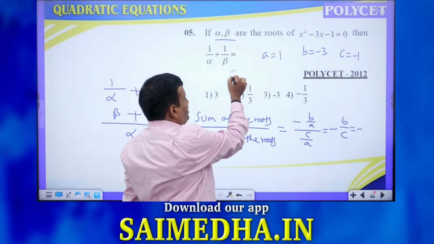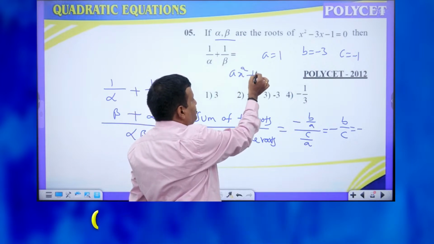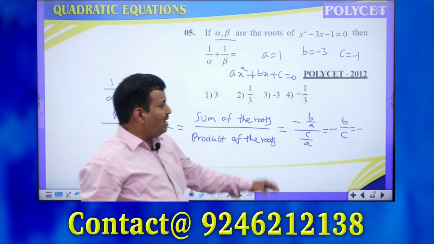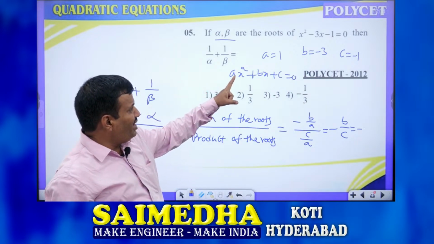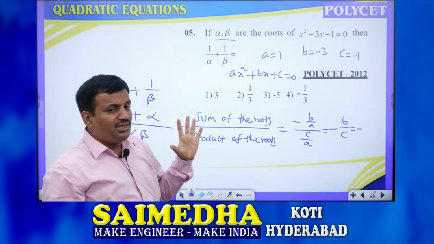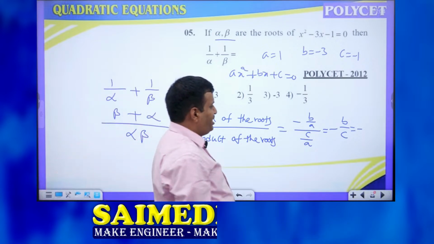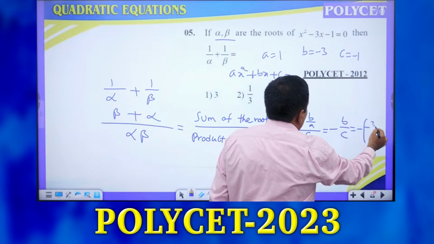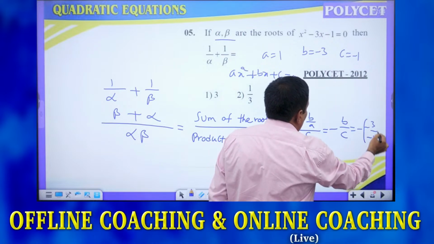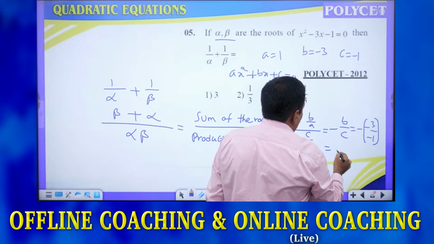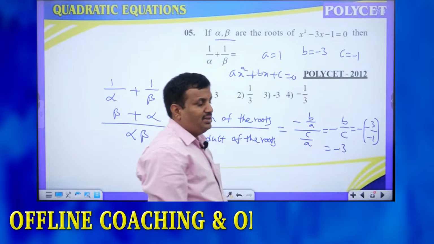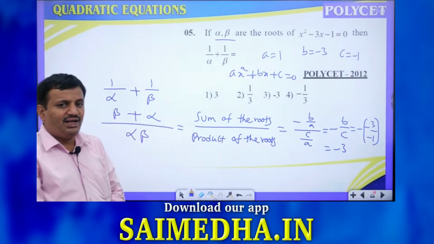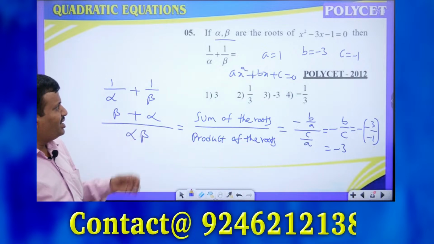మనము ఈక్వేషన్ తో కంపారిజన్ చేయాలి. ax square plus bx plus c equal to 0. ఈ ఈక్వేషన్ తో కంపారిజన్ చేసుకుంటే what is a value అమ్మా? 1. a is 1, b is equals to minus 3, c is minus 1. Substitute minus of b value is what? Minus 3 divided by c value is minus 1. What is the answer we are getting here? This minus will be cancelled. Minus 3 is the correct answer.